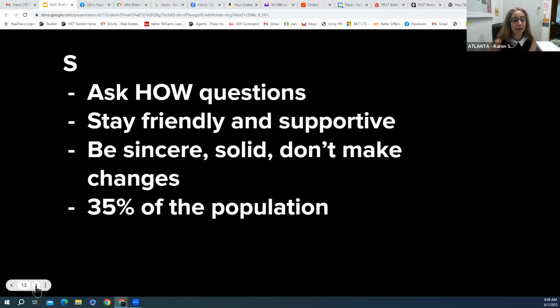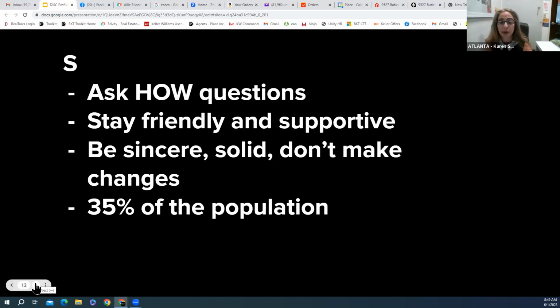Okay, what's the next slide? Okay, how questions. The S people want to know how to get from point A to point B. So they're going to ask you, how are you going to do this? And you're going to ask them, how is this going to be going for you? How did you want it to look? How did you want the timeline to look? What's best for your family? Does that make sense? These are questions for them that are going to let them feel like you've thought this through for them. Stay friendly and supportive.